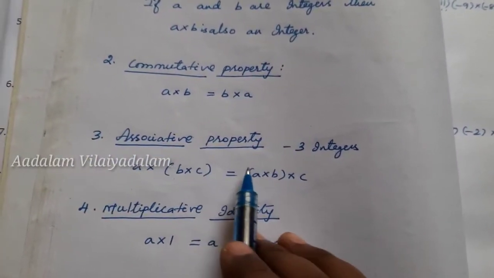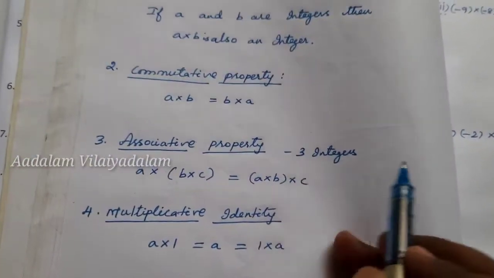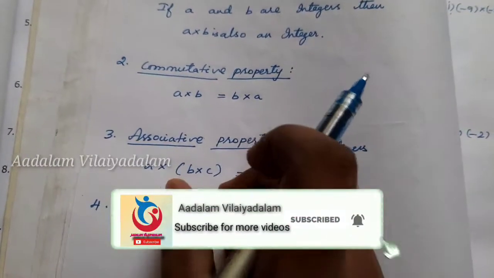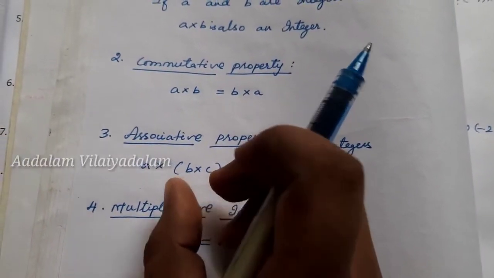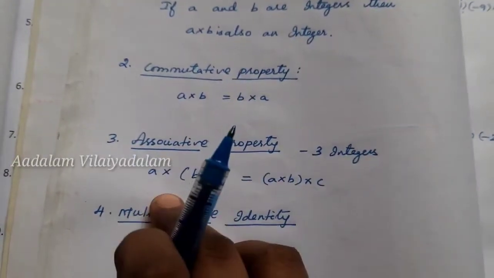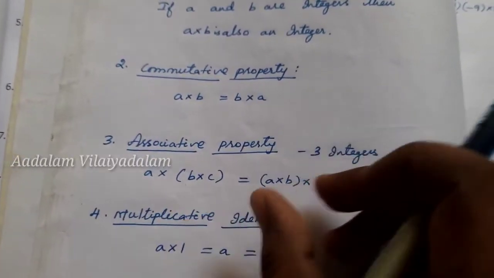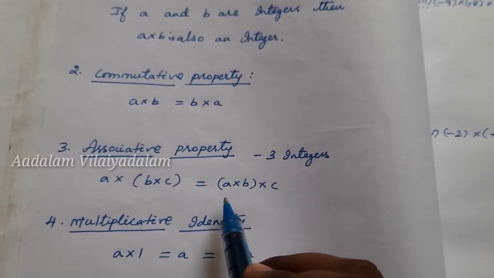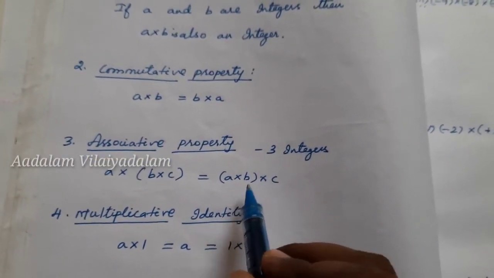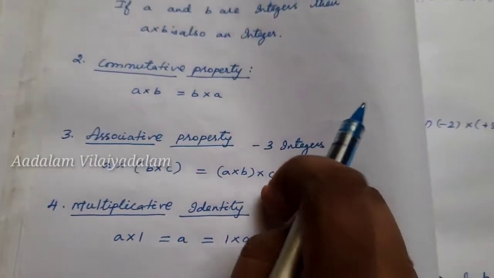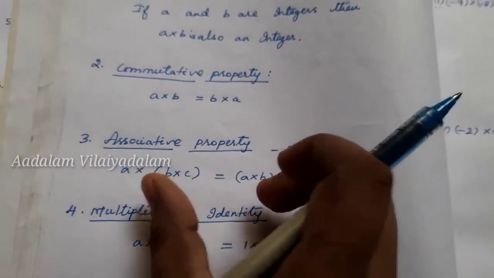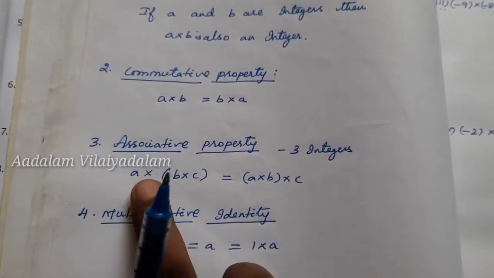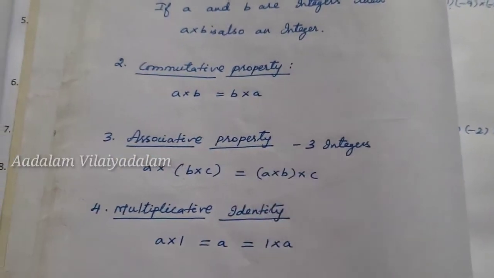The third one, associative property. Here we use three integers. If a number is multiplied with two numbers, and then again multiplied with one more number, that is equal to changing the grouping of multiplication: a into b is multiplied, then again multiplied with c. The left hand side and the right hand side will always be equal.